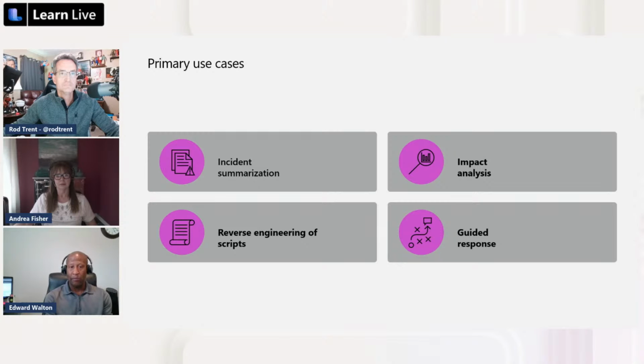But we have primary use cases. The incident summarization, absolutely. That is part of that reporting, and being able to write a concise dossier of what you believe, or what you believe Copilot is telling you, about what has happened. The impact analysis, for sure. The blast radius: what artifacts, what entities, what workloads, what people, what services, what partners. Reverse engineering the script. I think I just described that. That's huge.